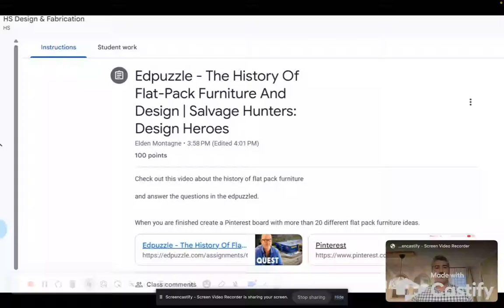And then you're going to create a Pinterest board. The Pinterest board should have about 20 different flat pack furniture design items. Remember, we're looking at lounge seating in the design room. So the sky's the limit here, but let's start thinking about what kind of furniture we would want here.